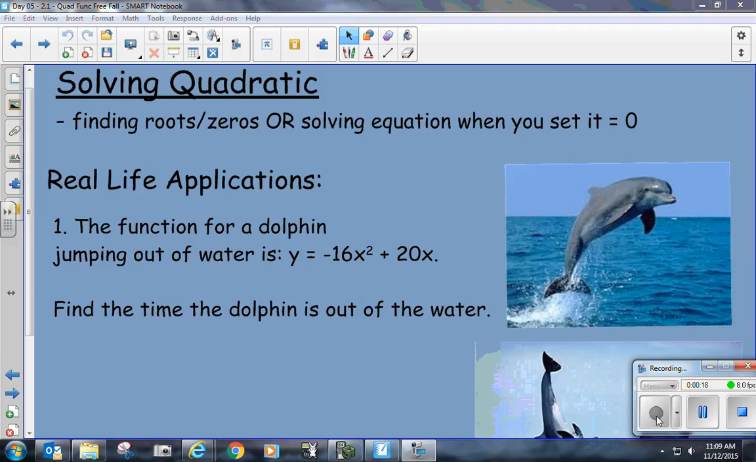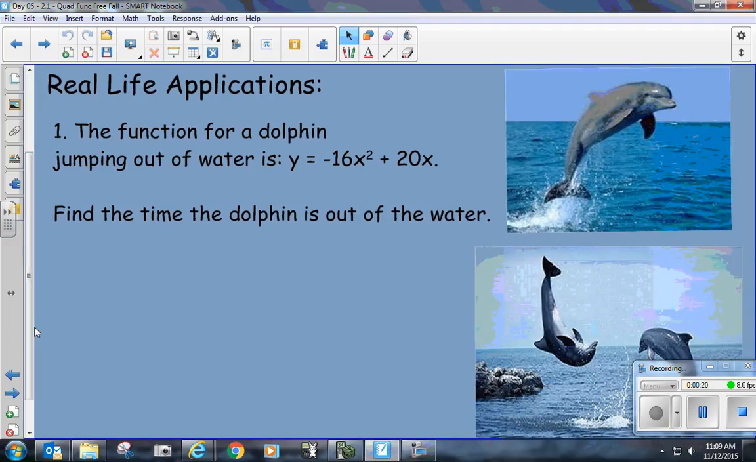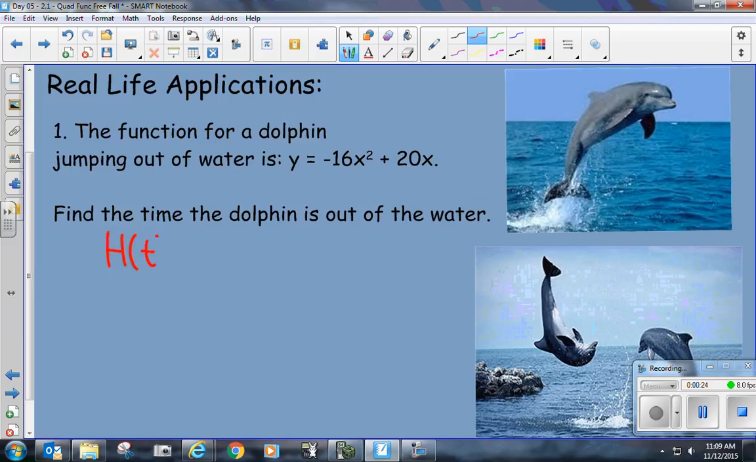So what we can do is just rewrite this function. This is a function of height, so it's h with respect to t equals. Now instead of x's, I'm going to use t's. Okay? I can say negative 16t squared plus 20t.